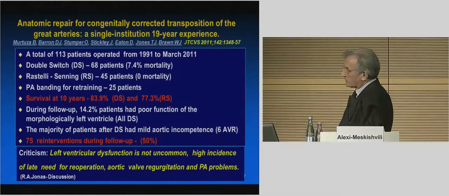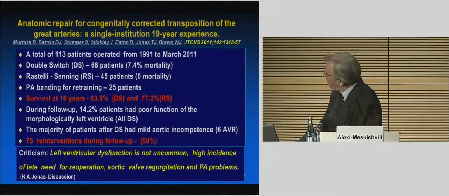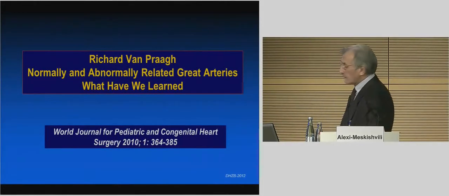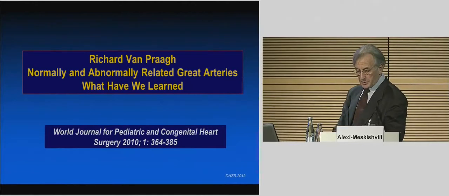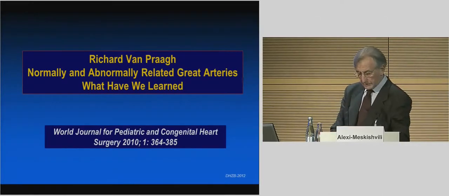And when Richard Jonas discussed this paper during the presentation, he said that there is some point of criticism, that bad ventricular function is quite often seen. High incidence of late need for reoperations, almost 50%, valve regurgitation, and pulmonary artery problems. So the question is still open. So I have no answer what is the best operation for corrected transposition.